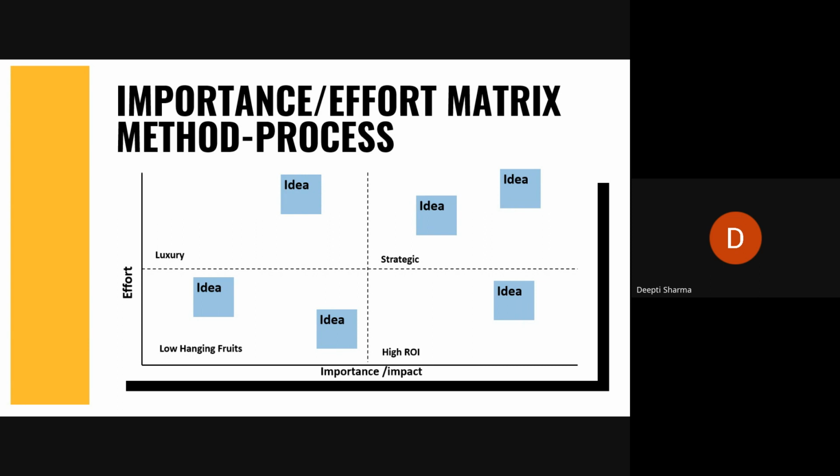This is called luxury. Third quadrant says strategic, where the impact is also more and effort is more. And the last is high ROI, that is return of investment, where impact is more and effort is less. So this should be the focus of each and every model, where we should get the high ROI, where in less effort we can get the maximum importance or the impact of the implemented model.